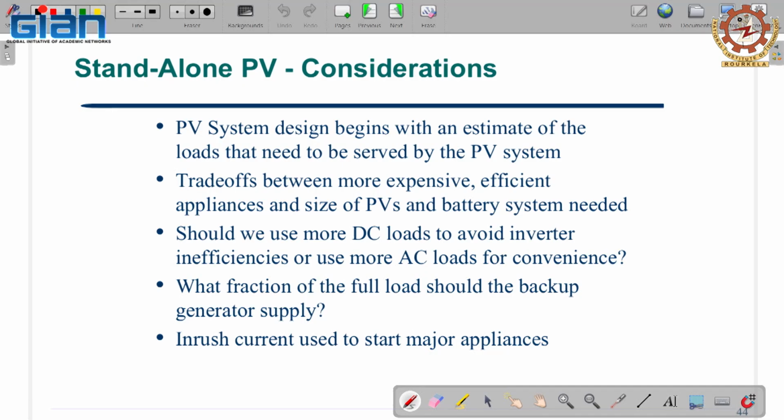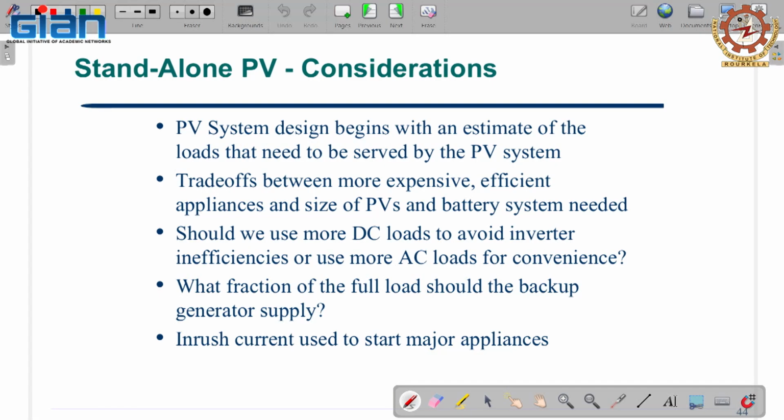Like we can also see that whatever load we have got, partially we can have some DC load. If we can partially use DC load, it can be directly supplied from the PV system. We need not have the converters. So that point we should be considering.